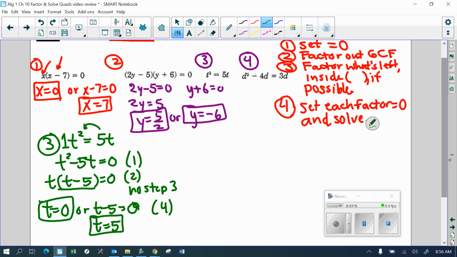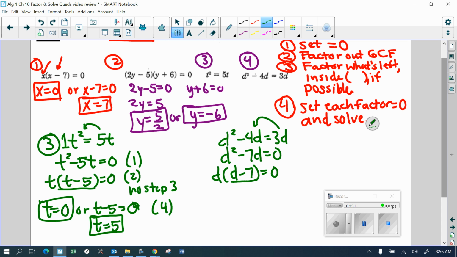All right, number 4, same idea. D squared minus 4d equals 3d. Set equal to 0, so I'm moving it over here. So I have d squared minus 7d, combining like terms correctly. Step 2, factor out the GCF. There is no step 3, so I go right to step 4, d equals 0 or d minus 7 equals 0. So this one's already done, d equals 0. I solve that for d and I get d equals 7. There's my 2 answers.